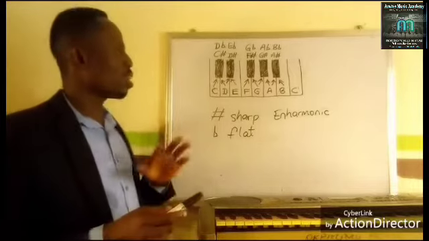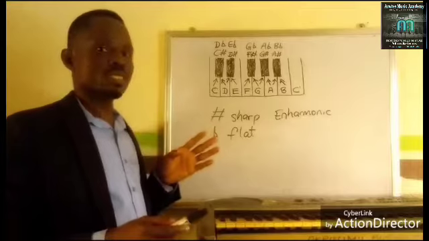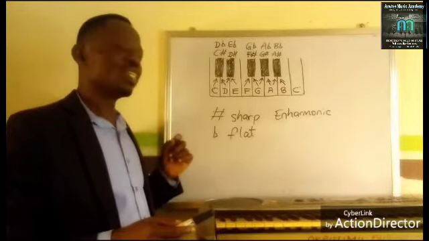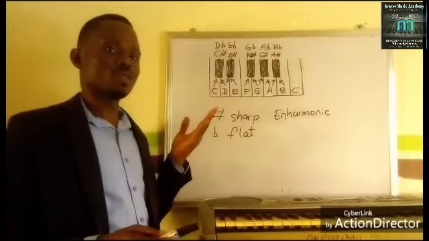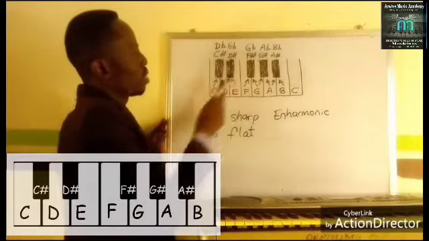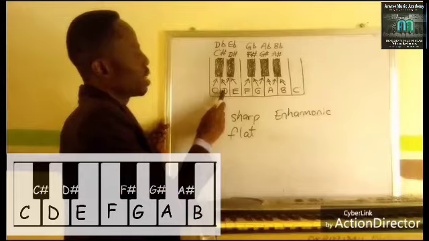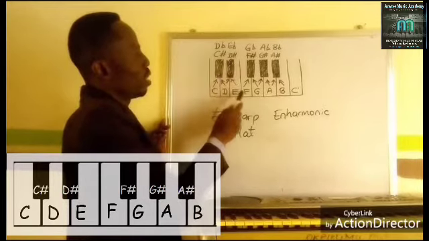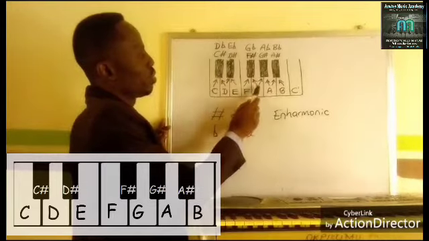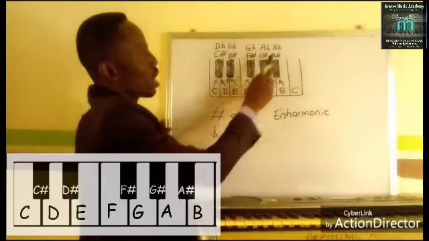Now I also said we need to understand the accidentals in music. The first one is a sharp, which raises a note by a semitone, and that's what we use in naming these ones, the sharps. C raised by a semitone gives us C sharp. D raised by a semitone gives us D sharp. F raised by a semitone gives us F sharp. G raised by a semitone gives us G sharp. A raised by a semitone gives us A sharp.